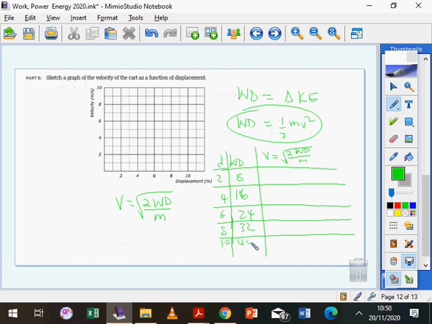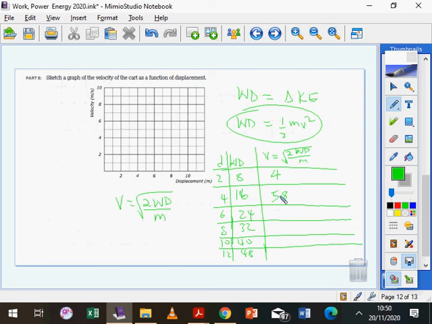So I can use this equation, the square root of 2 times work done divided by mass. Since the mass is 1, it's just 2 times work done. So 2 times 8 is 16, square root of that is 4. 2 times 16 is 32, square root of that is like 5.8. That's a guess, you guys get the actual number. 2 times 24 is 48, square root of that is maybe 6.9. 2 times 32 is 64, square root of that is 8.